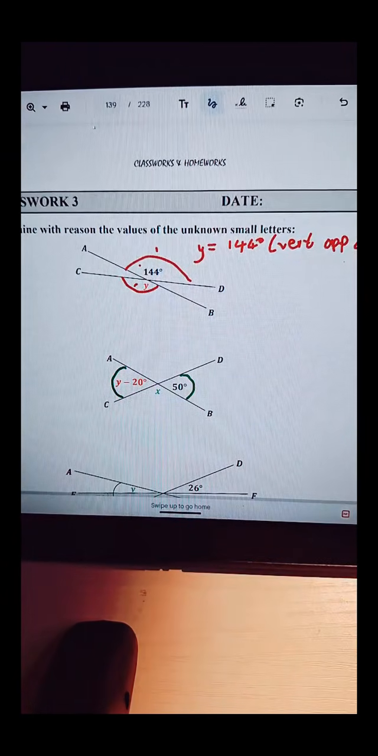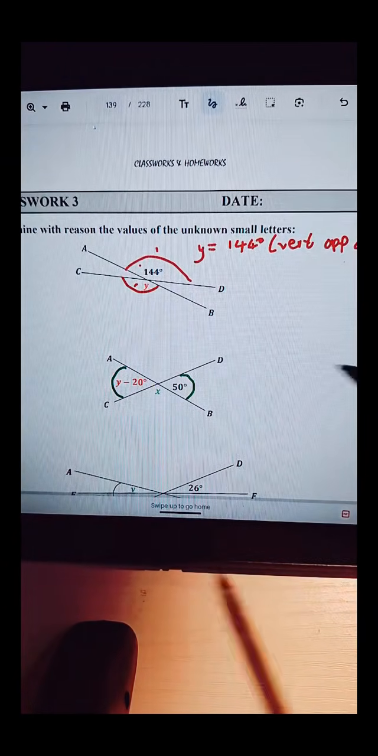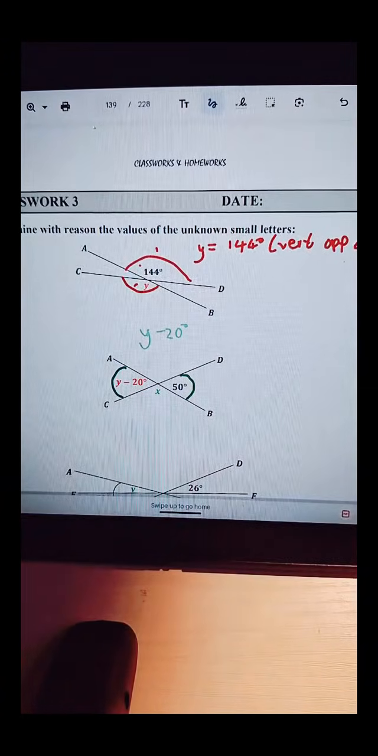So many ways of looking at this thing. Let's just look at the thing that people said about vertically opposite angles with these angles. So we can say y minus 20 degrees is equal to 50.